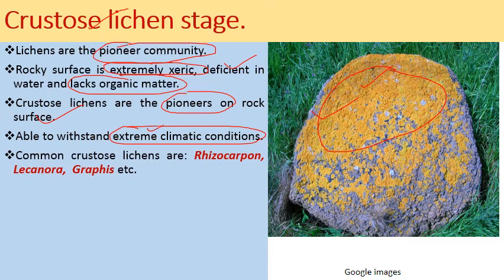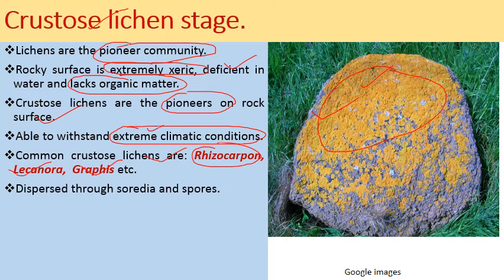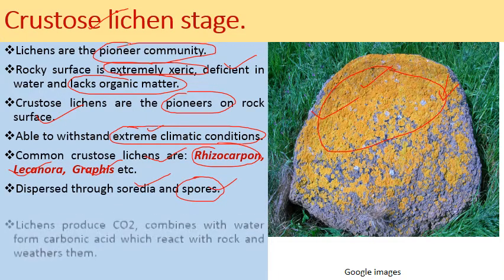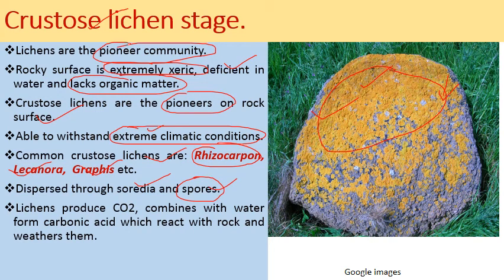सो कॉमन क्रस्टोज लाइकन्स जो इसमें एग्जाम्पल्स हैं, दे आर राइजोकार्पोन, लिकेनोरा, ग्रेफिस, एंड जो इनका डिस्पर्सल होता है फ्रॉम देयर पेरेंटल एरिया टू दिस बेयर एरिया, दे आर इज विद द हेल्प ऑफ सम स्ट्रक्चर्स लाइक सोरेरिया एंड स्पोर्स, दे आर ब्लोन बाय विंड टू दिस बेयर एरिया, और वहाँ पे वो रेनी सीजन में दे ग्रोज बाय अब्जॉर्बिंग वाटर. देन लाइकन्स प्रोड्यूसेस कार्बन डाइऑक्साइड, and this carbon dioxide combines with water and forms the carbonic acid, which reacts with the rock and withers them.